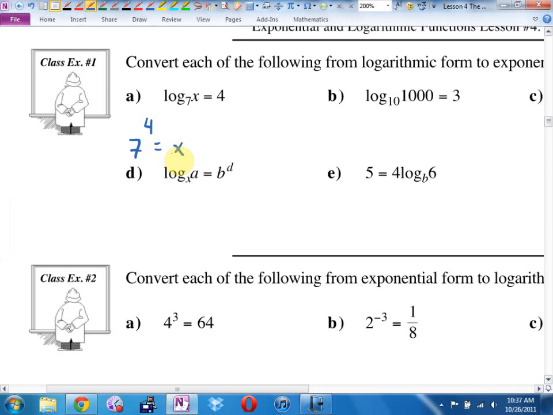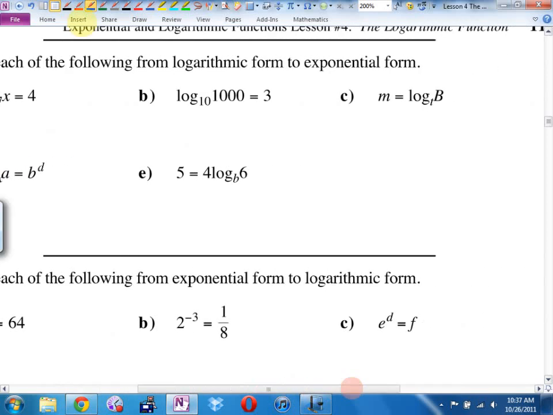What to the power of what equals what? I'll give you a hint: your base is your base is your base. 10 to the 3rd equals 1,000. Now this one you can tell whether or not you've got it right, because if you wrote 10 to the 1,000 power equals 3, you'd be saying, that's dumb math. I'm not going to give you one like this.